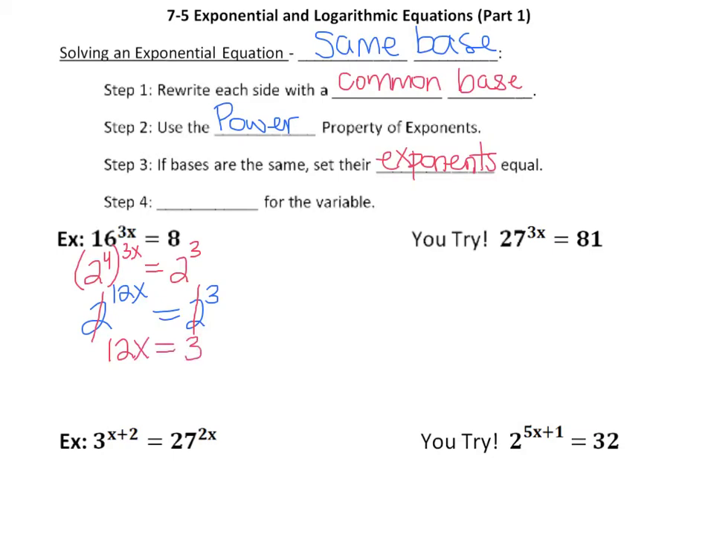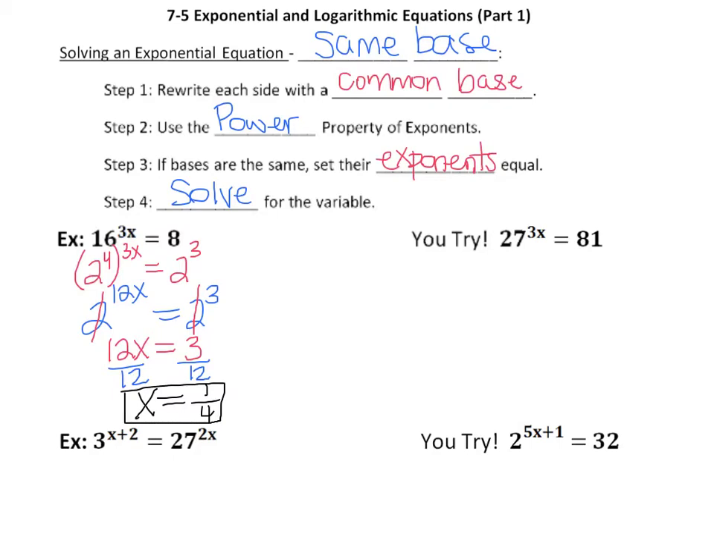And my final step is just to solve for the variable. So to isolate x, I'm going to divide by 12 on each side, and then reducing that, x is going to equal 1 over 4. And this is my answer.